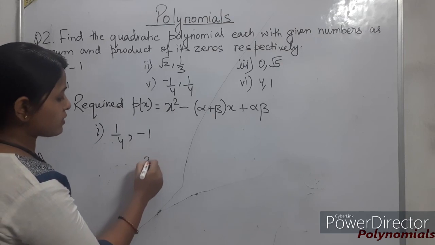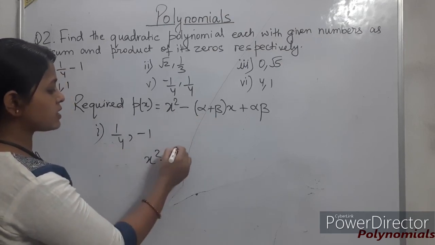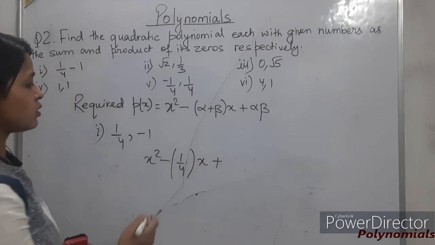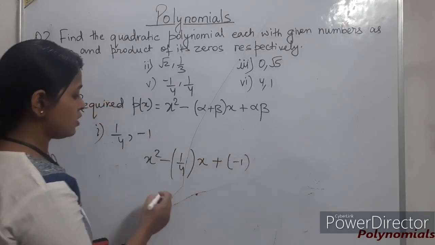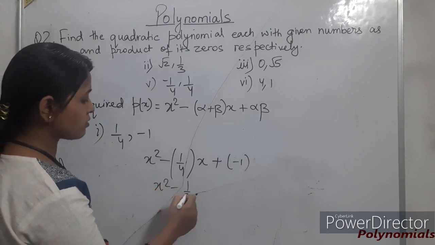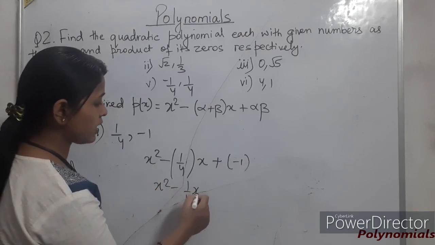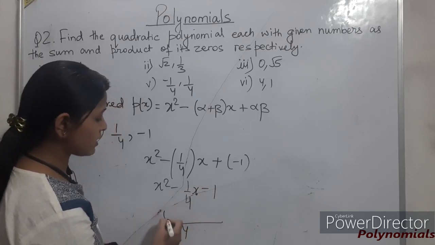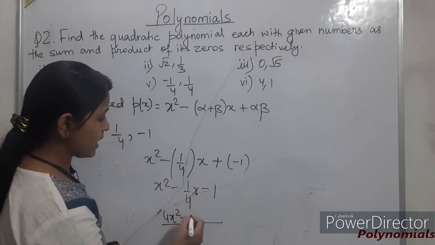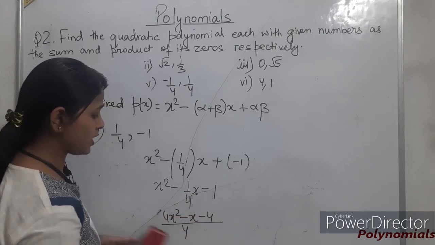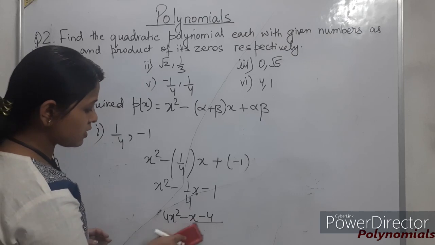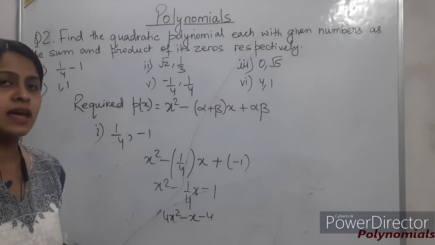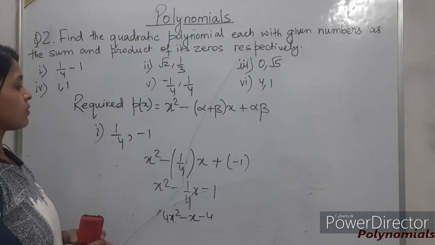ये हमारा फॉर्म है x square minus (alpha plus beta) x plus alpha into beta. Here we have to put the values: x square minus (minus 1 by 4) x plus alpha into beta is equal to minus 1. So we can write it like x square minus 1 by 4 x minus 1. When we take 4 as the LCM, we can write it like 4x square minus x minus 4. So 4 should be removed. So this is our required polynomial, that is 4x square minus x minus 4, okay.